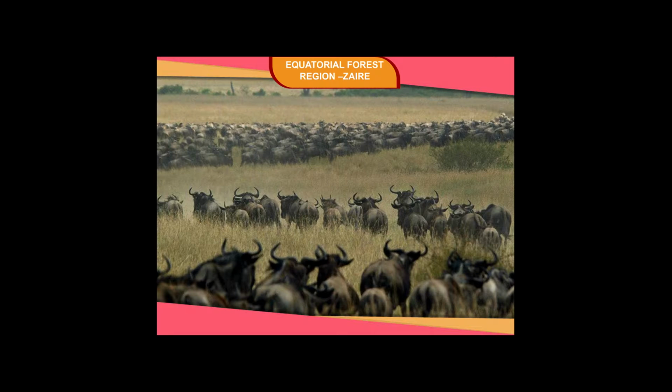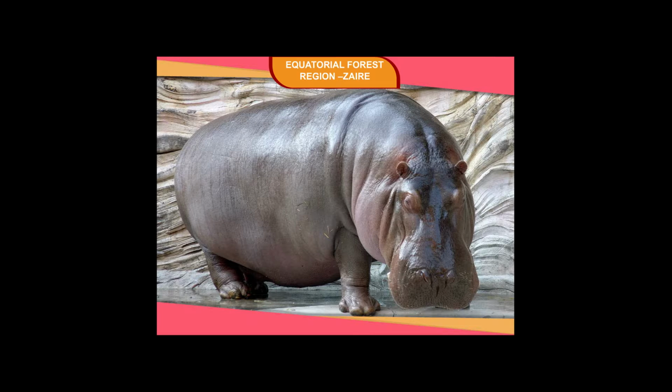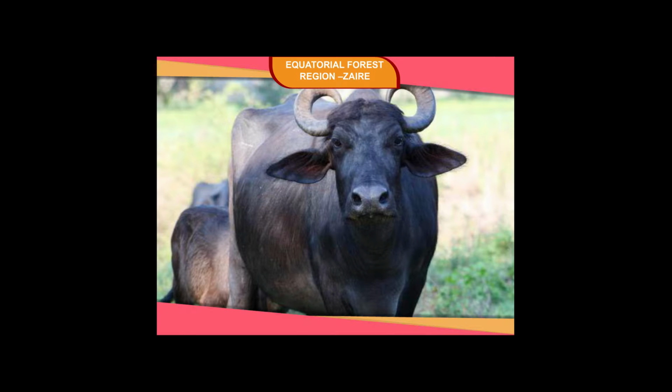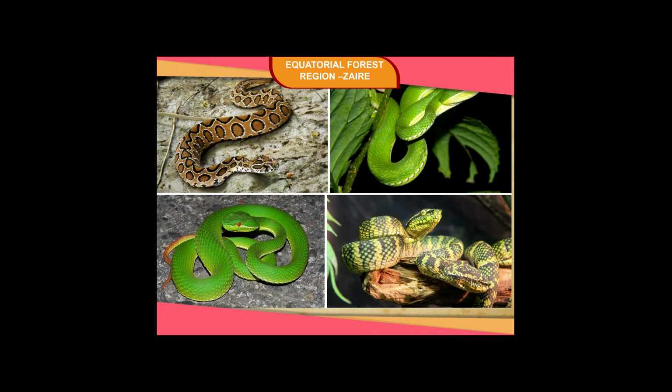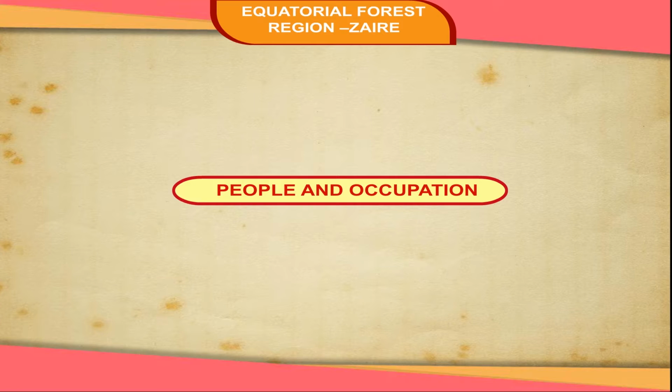Animal life. Animal life is also rich and varied. Animals like elephants, gorillas, hippopotamuses, chimpanzees, baboons, okapis, and buffaloes are found in the forests. Lions, leopards, giraffes, and zebras are found in the grasslands. Reptiles such as pythons, vipers, tree cobras, etc. are common. Many kinds of birds such as parrots, pelicans, cuckoos, flamingos, etc. are seen.